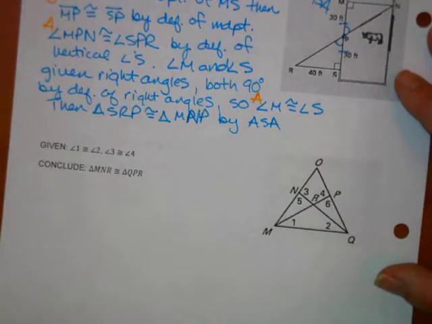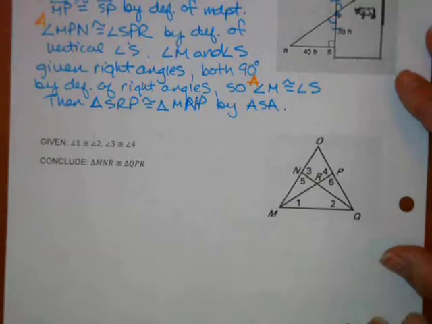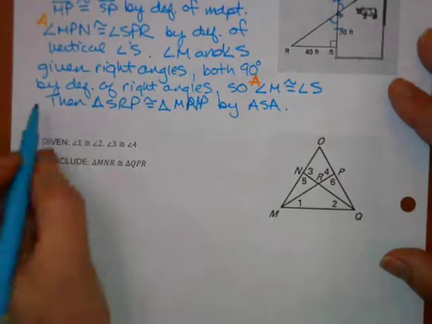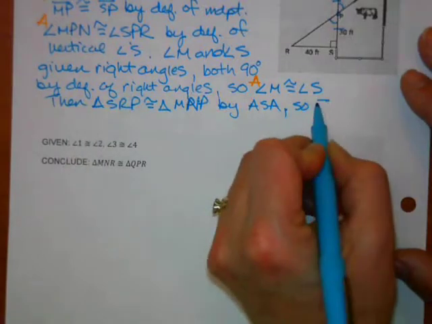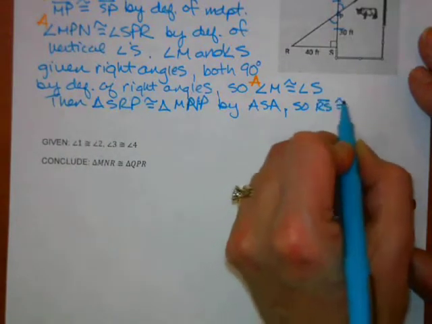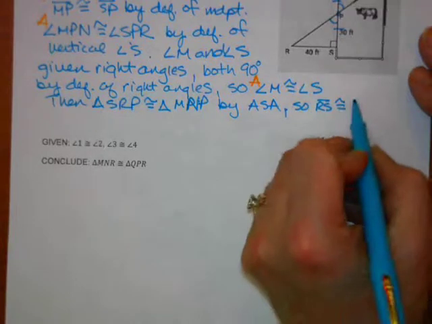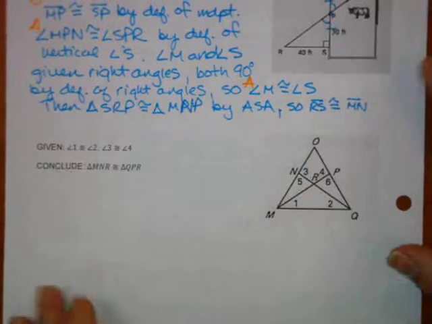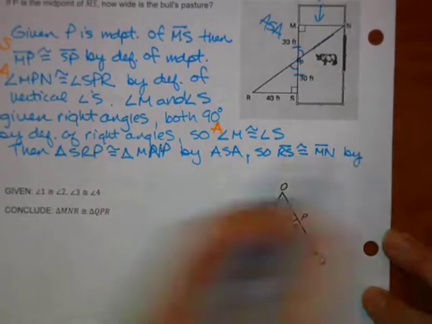Almost done. We can then say that RS is congruent to MN. By what? CPCTC. Right.